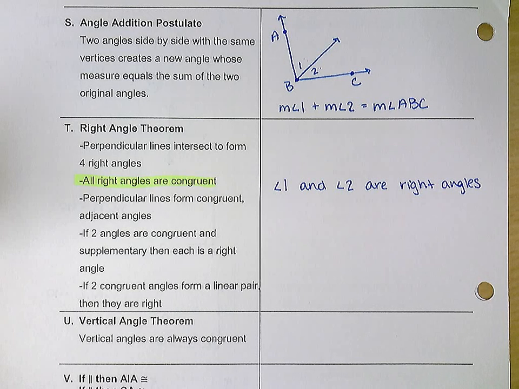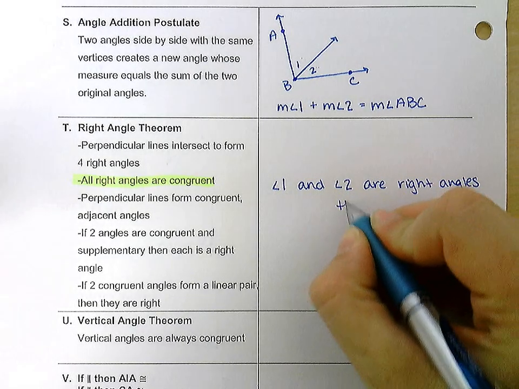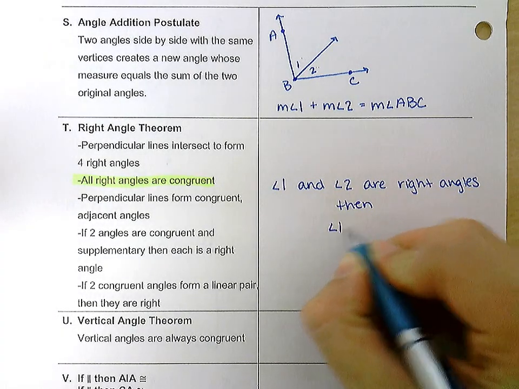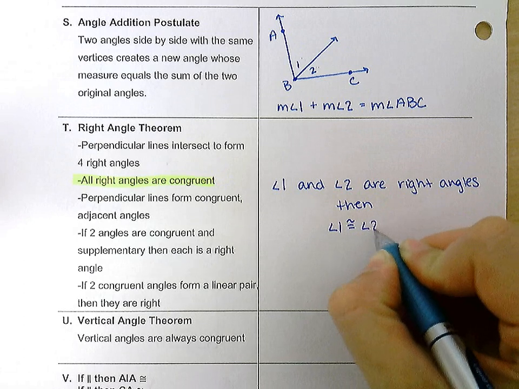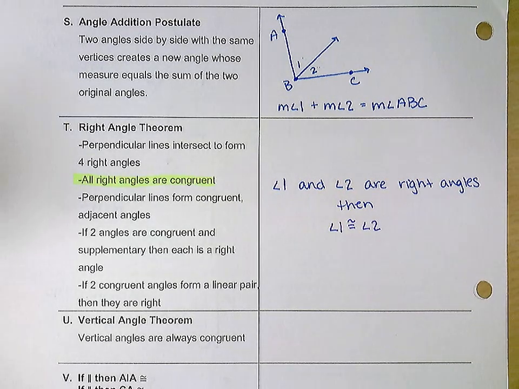Well, then I can say that angle 1 has to be congruent to angle 2 because all right angles are congruent to each other. Right? They're all 90 degrees. So since I was given they are right angles, I can then say that they are congruent to each other because of the right angle theorem.